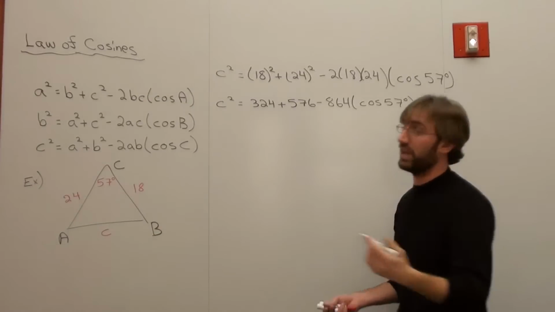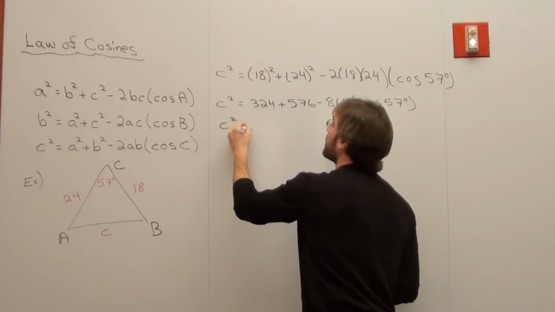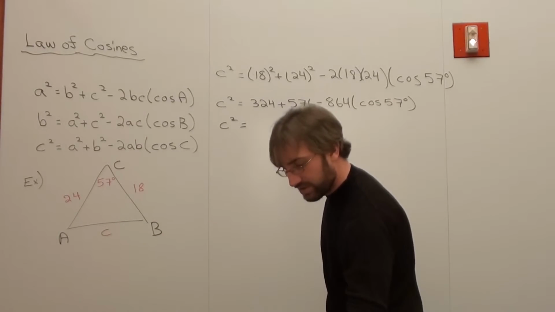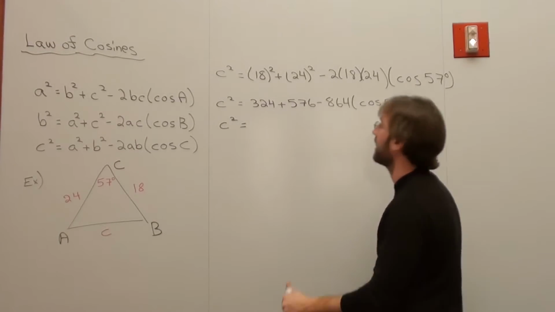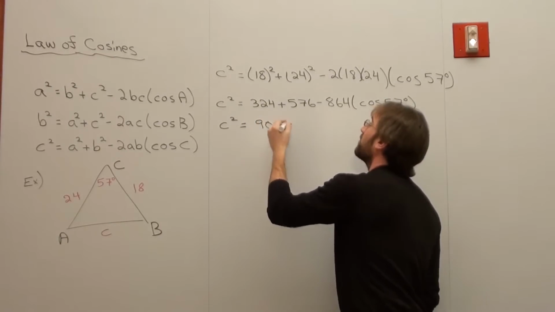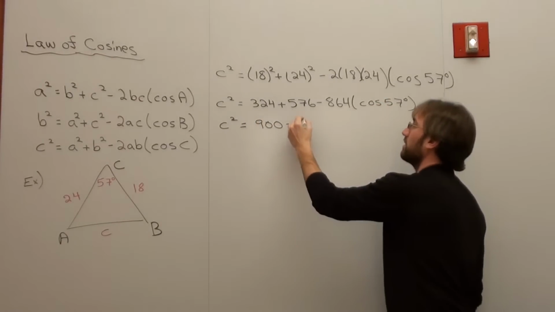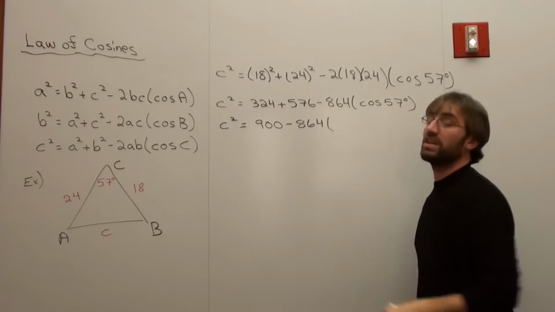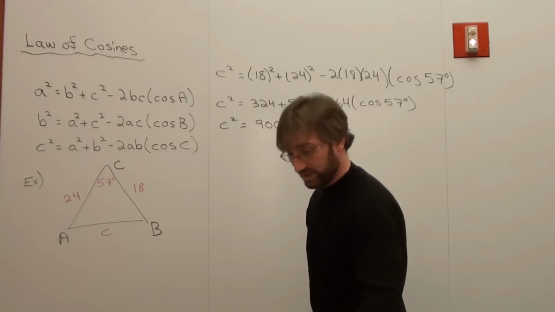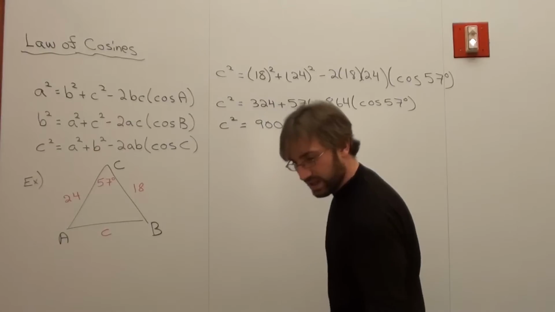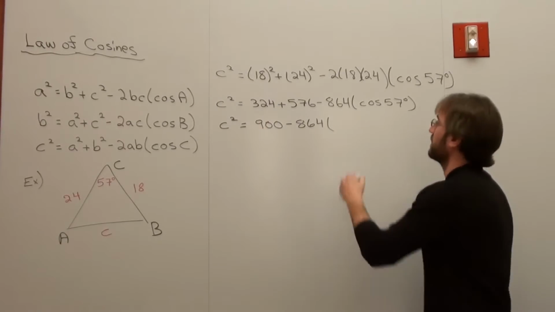So I'm almost done, but not quite. c squared equals 324 plus 576. 324 plus 576 is 900. I can't believe I didn't figure that out off the top of my head. Subtracted by 864 times the cosine of 57 degrees. And here's a good time to plug in the cosine of 57 degrees. Cosine of 57 degrees is 0.5446.